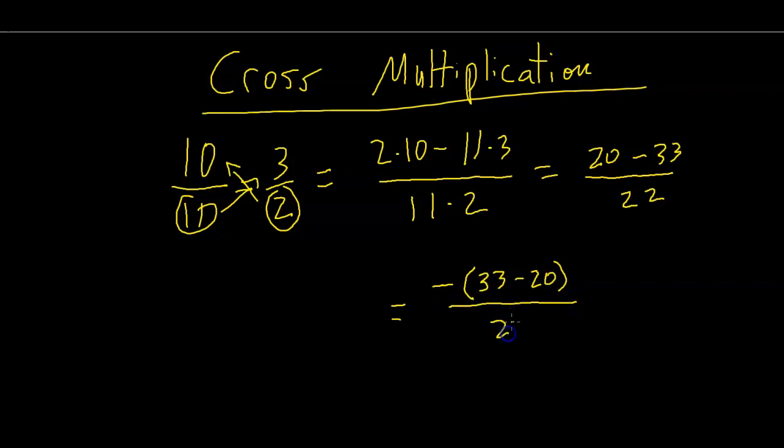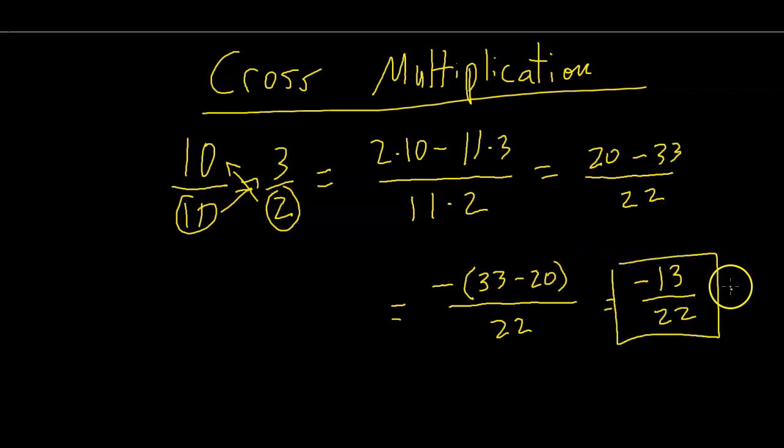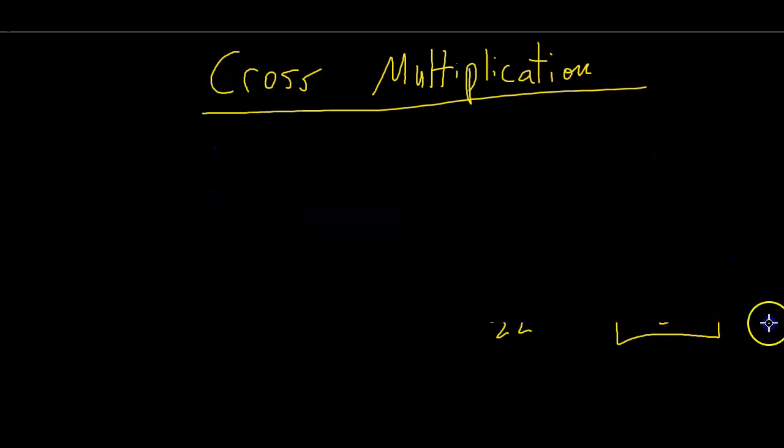And we know that we're over 22 here. And 33 minus 20 is 13. Keep the negative sign, so our numerator is negative 13. Denominator is 22. These do not have any common factors. Negative 13 over 22 is our answer. Let's look at 2 more examples of addition and subtraction here.